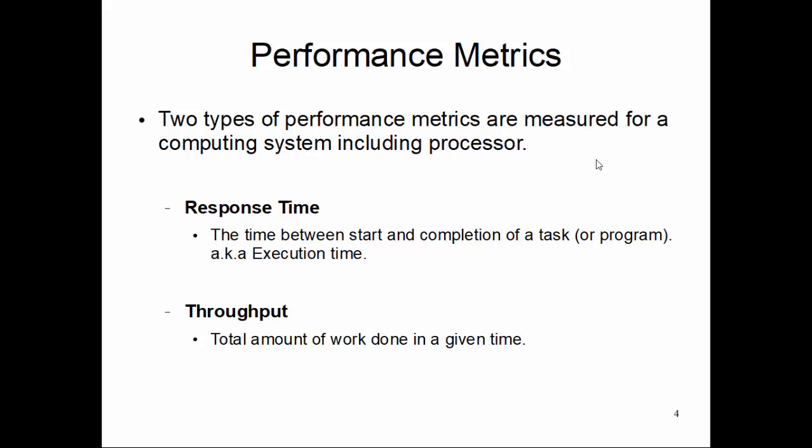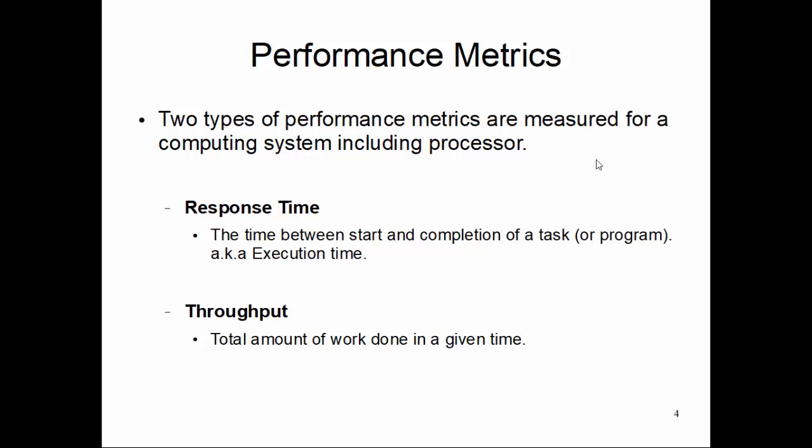Now, two types of performance metrics are measured for a computing system, including the processors. There can be other types of computing systems as well, but in general, for any computing system, two metrics are very similar to each other, but they have a fundamental difference, though they sound very similar. One is the response time. What do we mean by response time? This is the time between start and completion of a task.